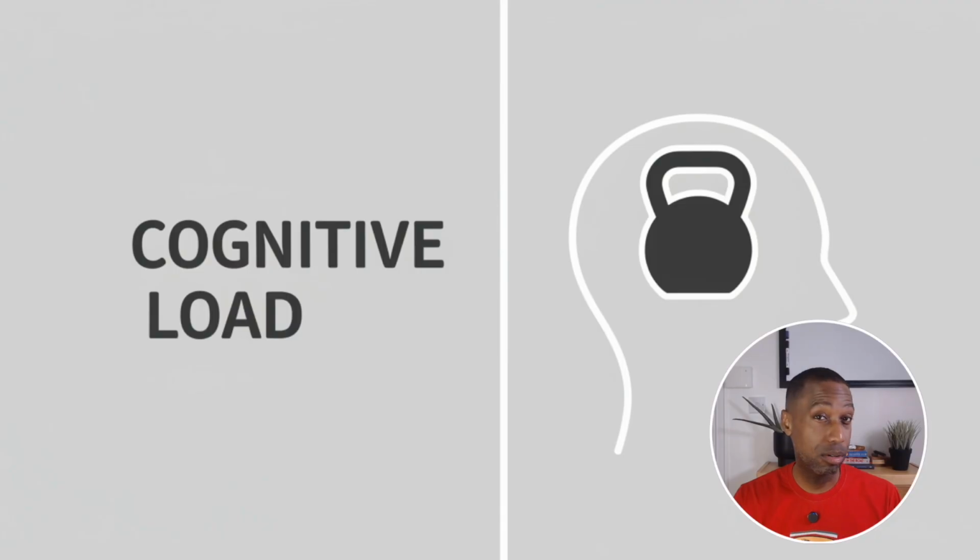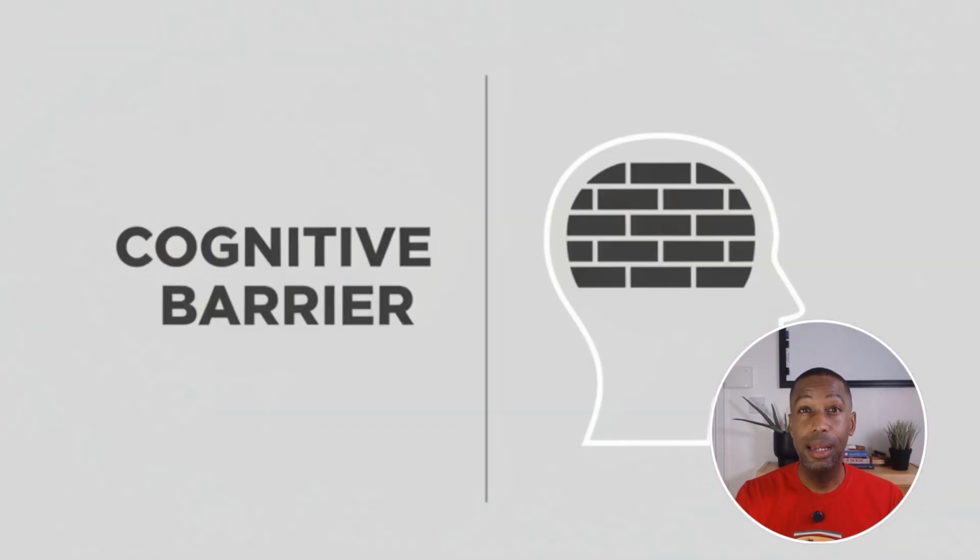Now, in this video, we're going to break down the critical difference between cognitive load, that is the mental weight of using your product, and cognitive barriers. These are the invisible walls that stop users dead in their tracks. Understanding this is going to be the difference between the single most important shift any designer can make to make truly intuitive experiences.